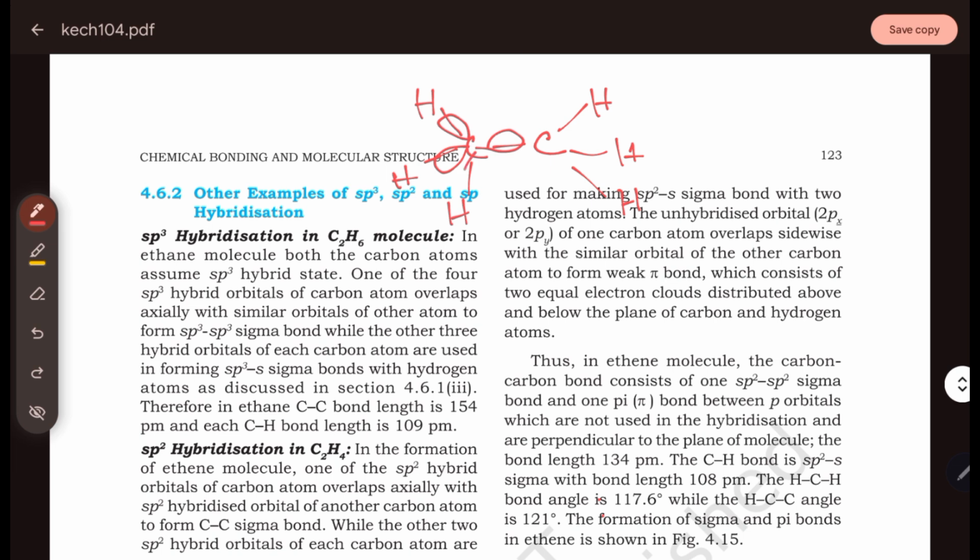These are the lobes, sp3 hybridized, combining, overlapping with 1s of hydrogen, 1s of hydrogen like this. So this sigma overlap is what type? It is sp3s sigma. sp3 hybrid orbital of carbon overlapping in a head-on manner with s orbital or 1s orbital of hydrogen.